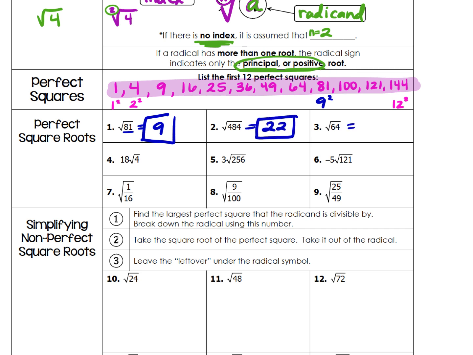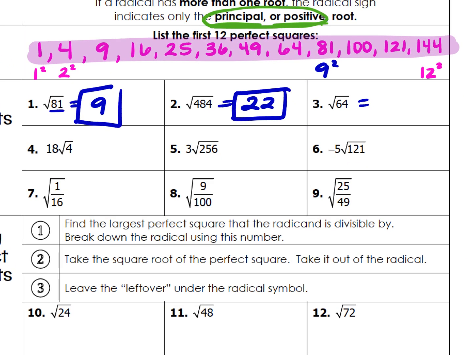What's the square root of 64? Plug it into your calculator if you don't know it. Second, x squared, the square root of 64 is 8. Square root of 64 is 8, okay?